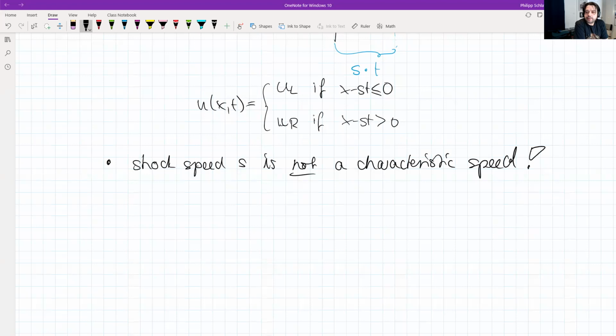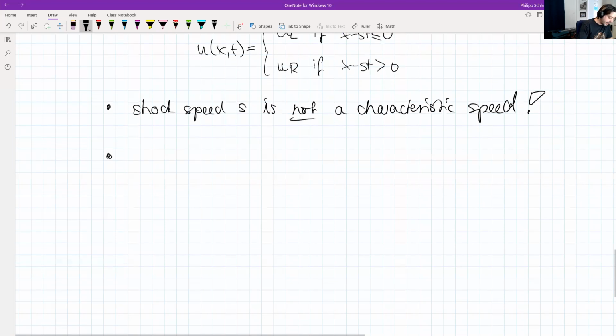So we have the shock moving with a different speed than the characteristic speeds. And that, of course, is something important. We have something in the flow that actually moves at a different speed. It's based on the characteristic speeds, but S itself is not the characteristic speed. That was the first comment I wanted to make.